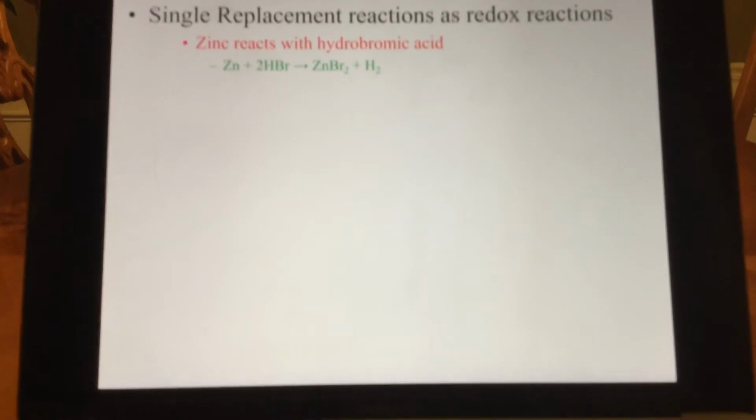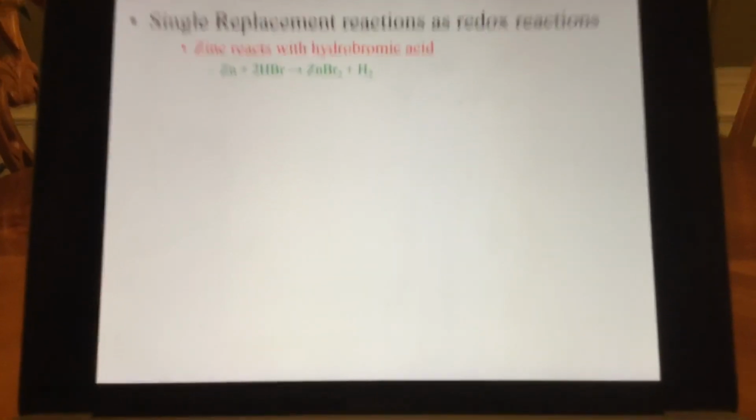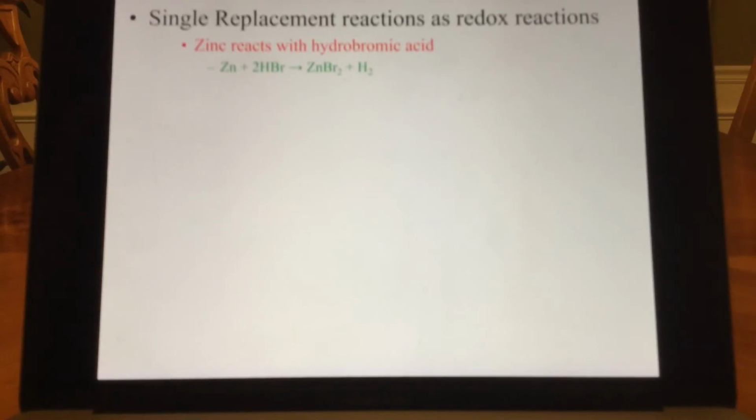The video is blurry, and I'm trying to fix it, but it's not getting better, so I apologize. But here's our balanced molecular equation that we are used to doing.